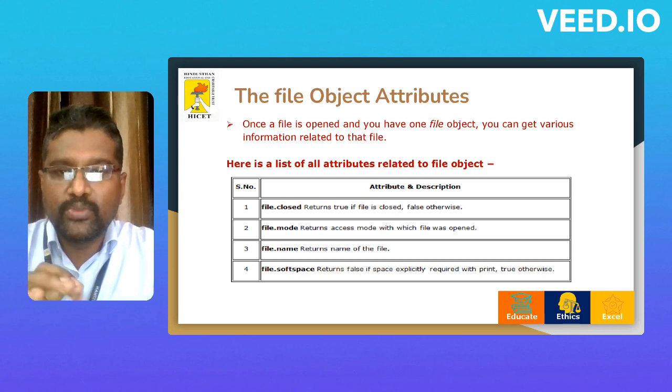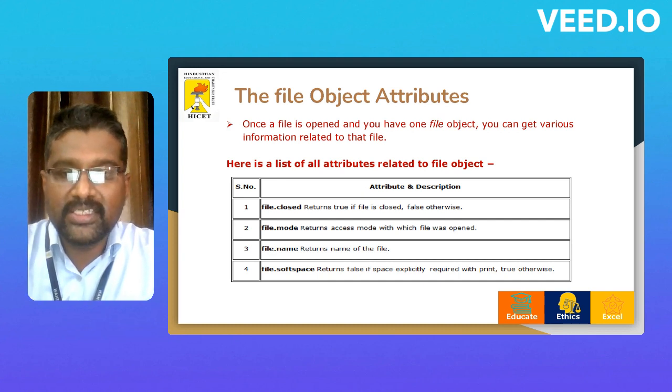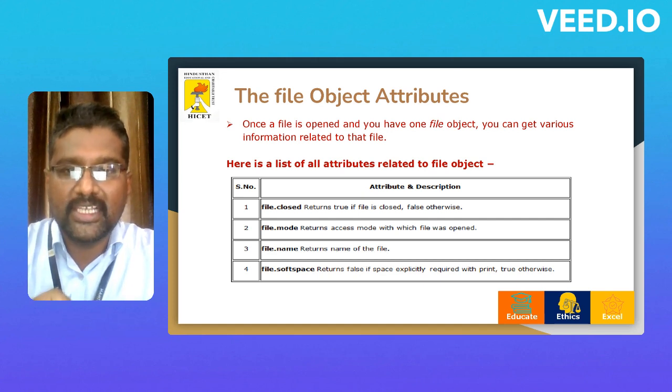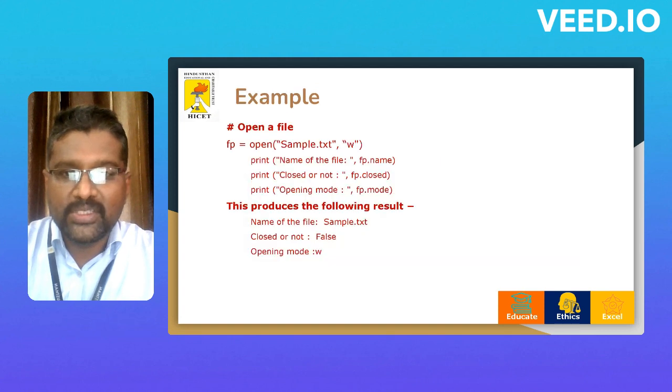The closed attribute returns whether the file is closed or not. Next is in which mode the file is open, which is file dot mode. Next, the name of the file can be obtained with the help of file object dot name. And the last one is softspace, which explicitly tells the space occupied by the statements. So these are the attributes associated with a file.